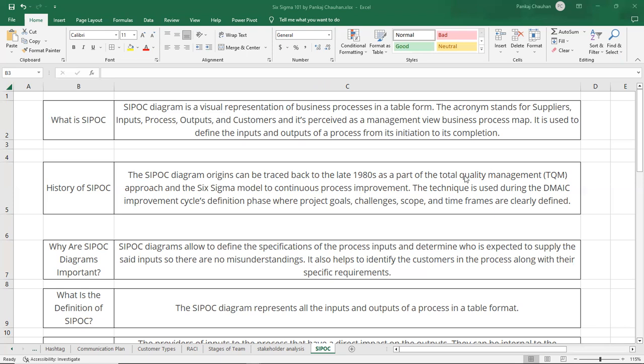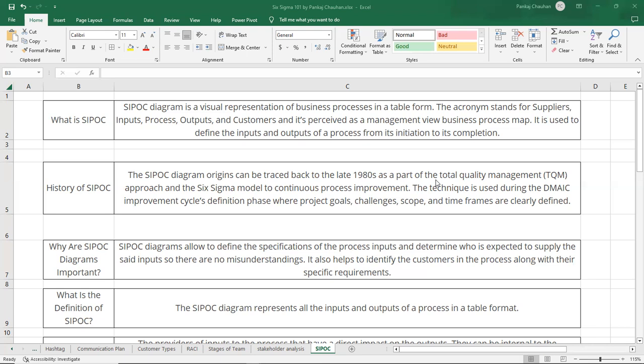It's perceived as a management view process map or high level process map as well, and used to define the inputs and output of a process from its initiation till the time it's complete. How has SIPOC started? It's a very powerful tool.